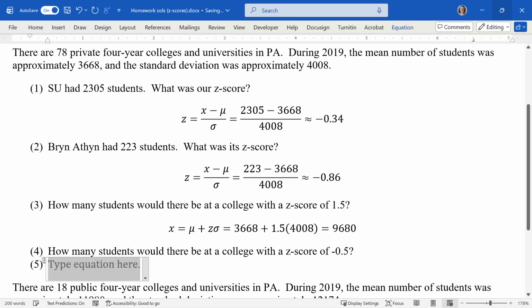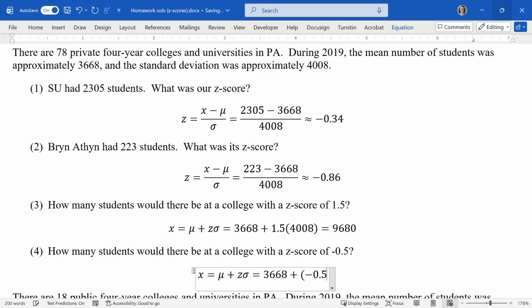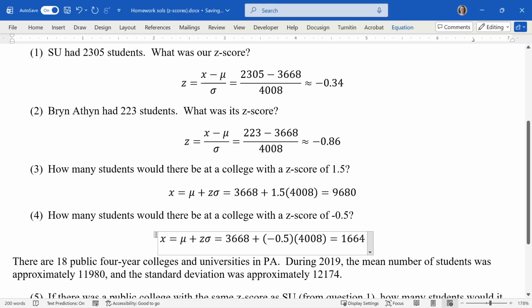And then if I do the same thing, but for negative 0.5, just make sure that you get the negative in there correctly. If I'm adding negative 0.5 times 4008, then I'm really going to end up subtracting this. I'm getting 1664.